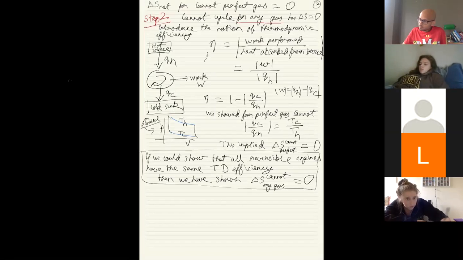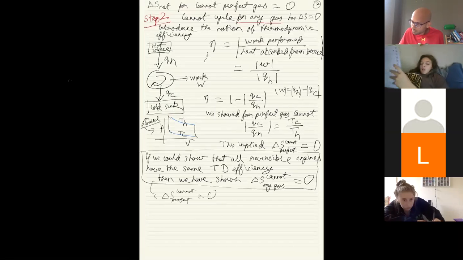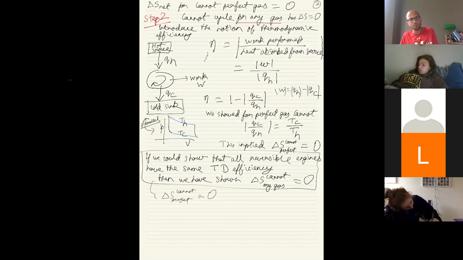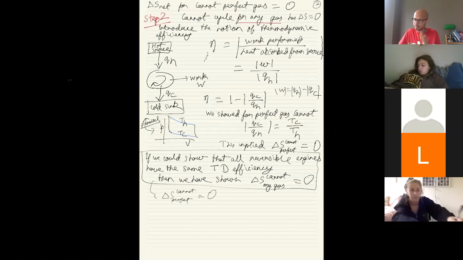So, where was I? Yeah. Why is this true? Because we know that delta S Carnot for perfect is equal to 0. And we are trying to show that all gases must have the same thermodynamic efficiency, whether they are perfect or imperfect, whether they are real or not. If we could show that, then since we have already shown for one of them that delta S net along the Carnot cycle is 0, we are done, because we have shown that for one of them, it is true.